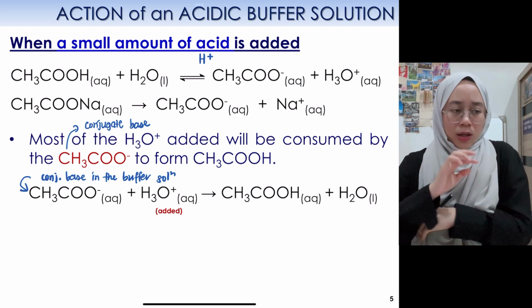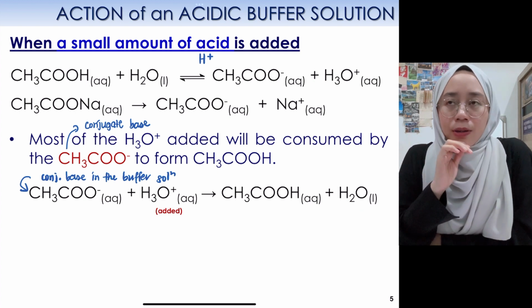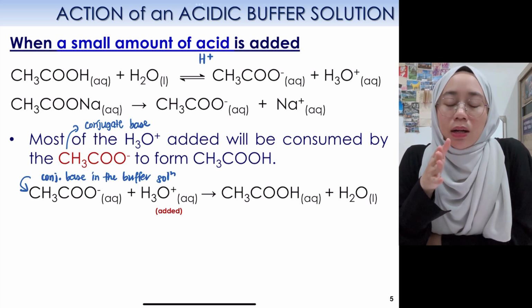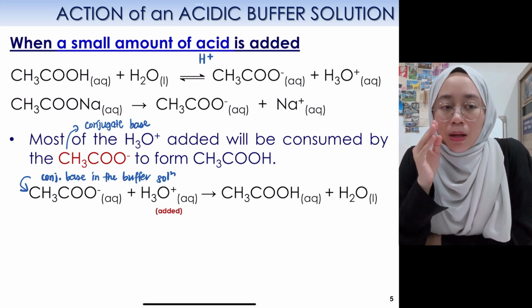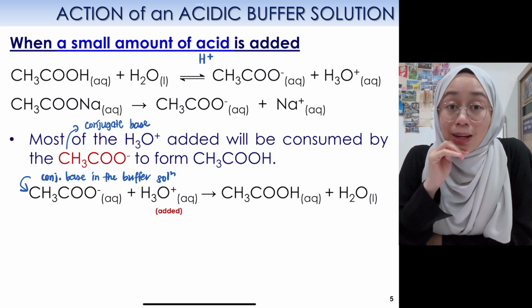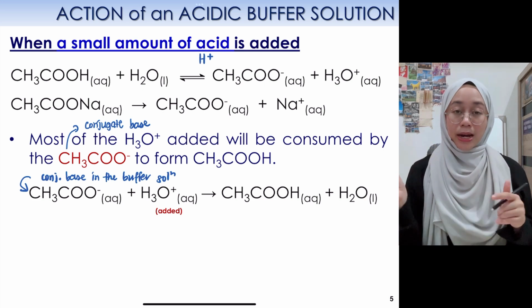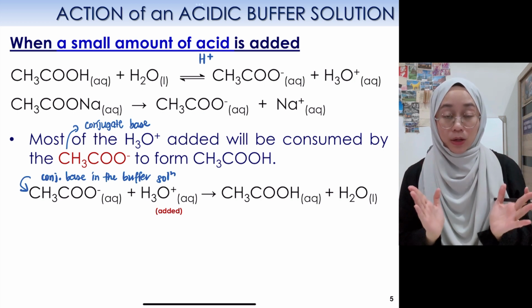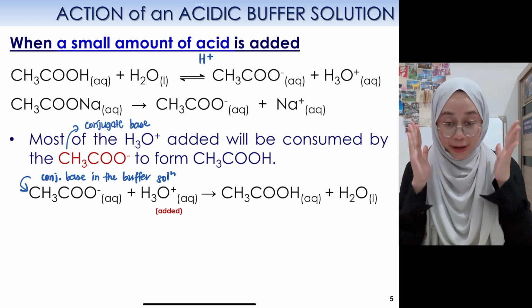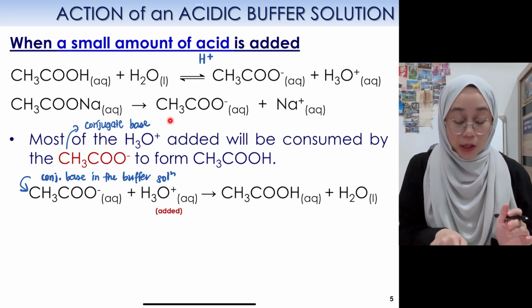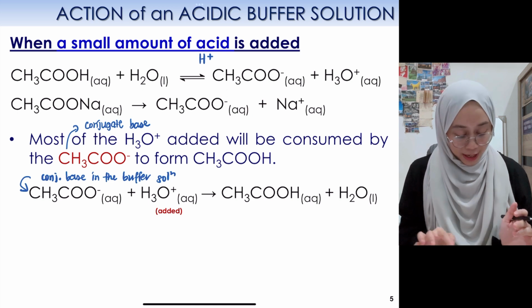For buffer solutions, it is very important for you to know how to write the equation. So take note, if we add H3O+, who does it react with? If we add OH-, later we will see who it reacts with. Keep in mind, since we are adding acid, class, of course we want to react it with the base in our buffer solution. The base in our buffer solution is the conjugate base, which is the CH3COO- here.